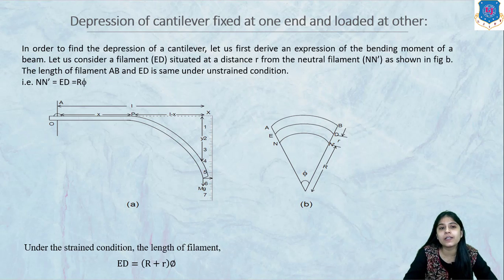Small l is the length of the cantilever, and on the other side, on the free end, an mg load is being applied. There is a scale placed at the free end of the cantilever so that we can know how the depression of the cantilever varies with the applied load.